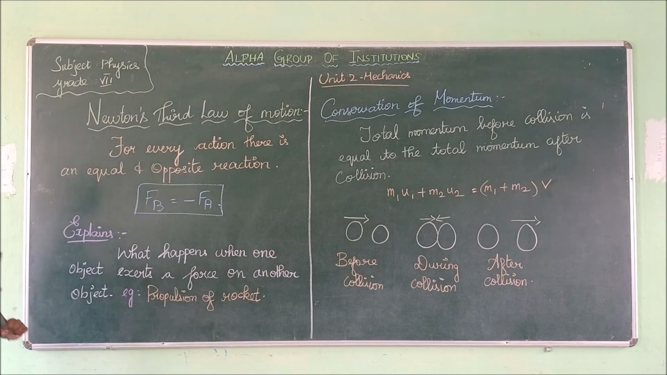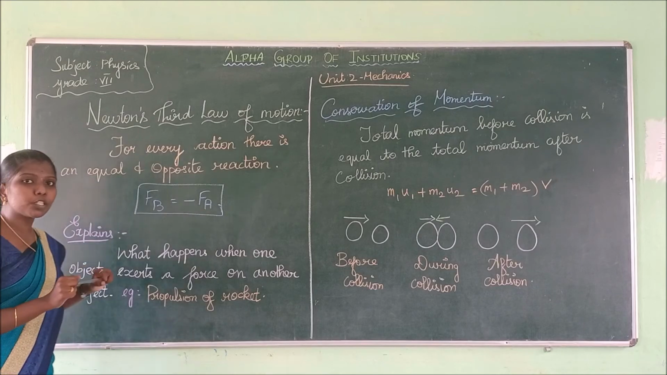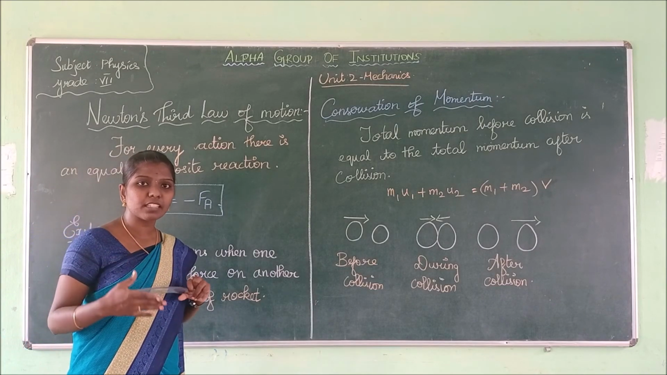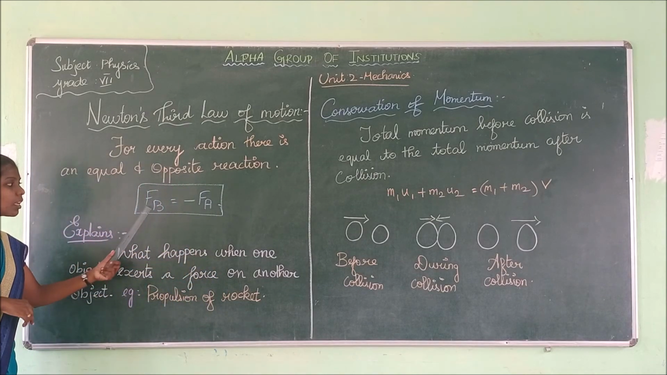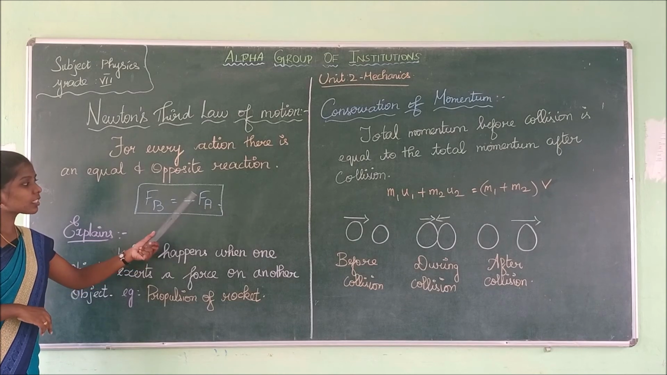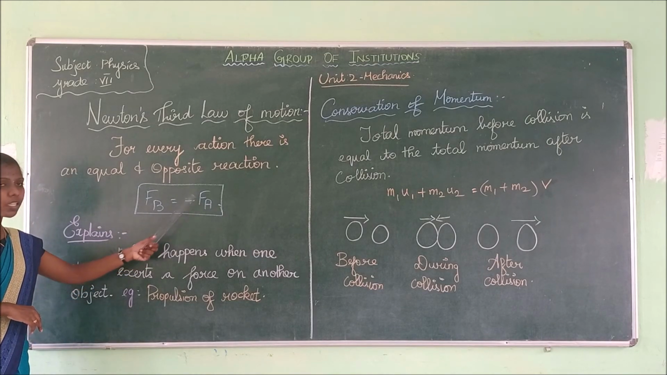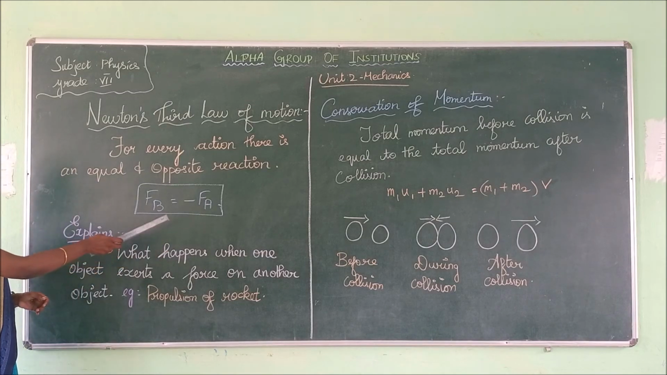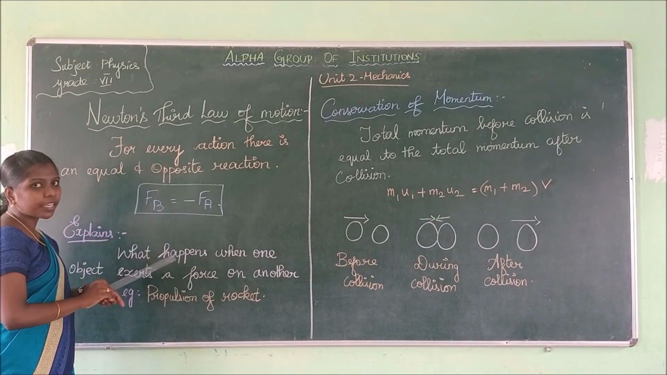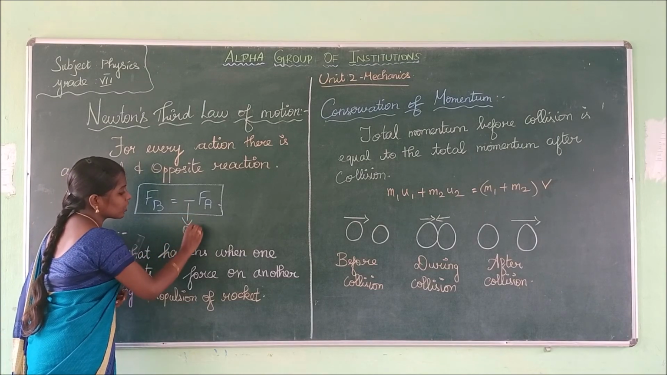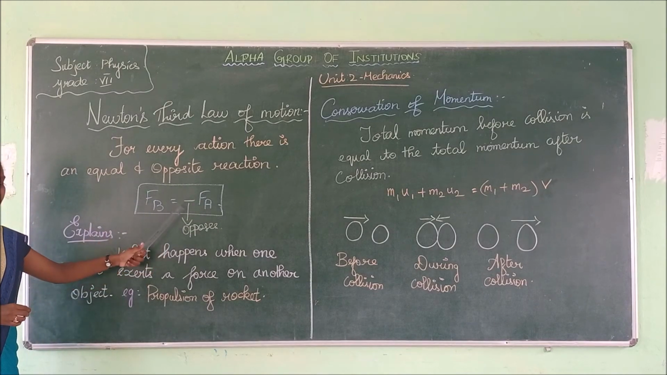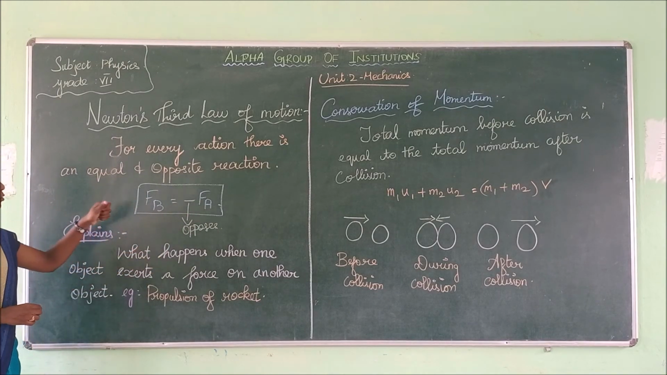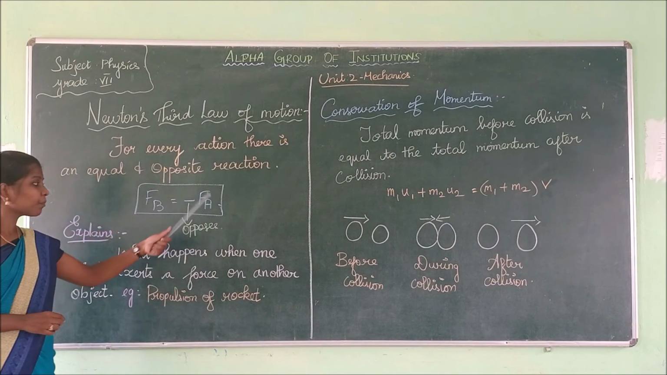What is Newton's third law of motion? For every action, there is an equal and opposite reaction. The formula for Newton's third law of motion is Fb equals minus Fa. Force on B opposes the force on A. This minus sign denotes opposite. Fb is equal to minus Fa. For every action, there is an equal and opposite reaction.